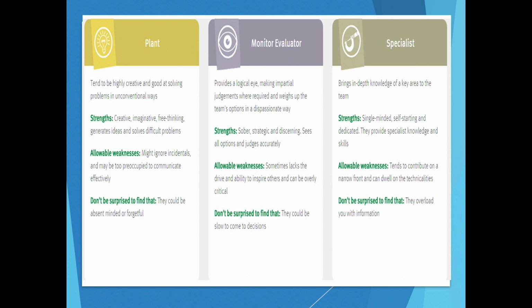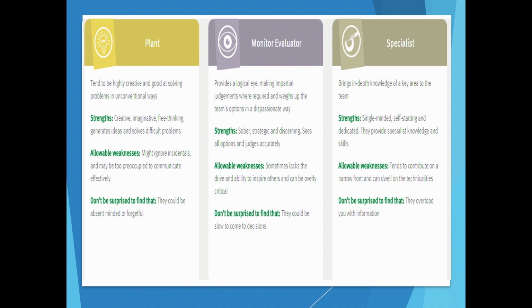Our sixth type then is our specialists. So they bring in-depth knowledge of a key area to the team. Their strengths are that they're single minded, self starting, and dedicated. They provide specialist knowledge and skills. Okay, so if you've got a specialist, a craftsperson who's absolutely great at their job, they're going to get this to a really high standard.